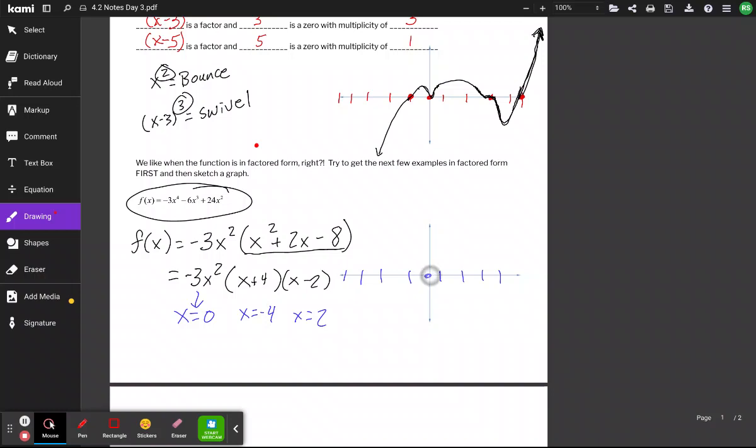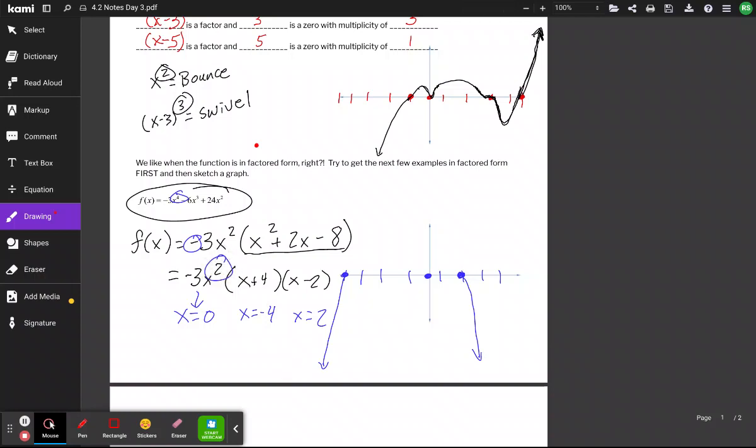I have an intercept at 0, negative 4, positive 2. The degree of this function is a 4. It is even, and that leading coefficient is negative. Remember, if it's an even function, our end behavior has to match. The fact that it's negative, it goes down, down, even degree, just like a parabola. The arms go in the same direction.